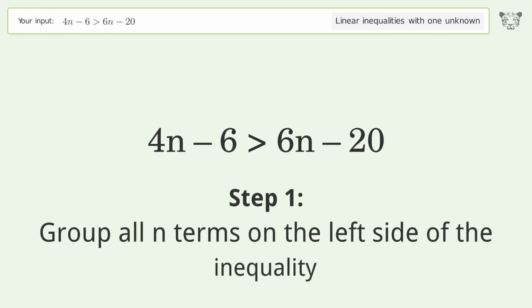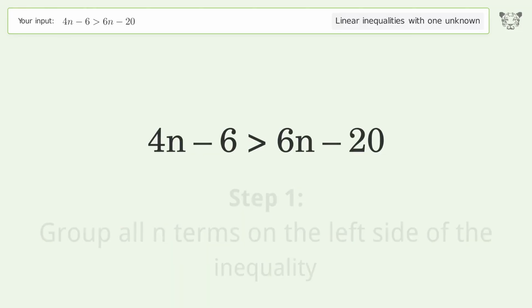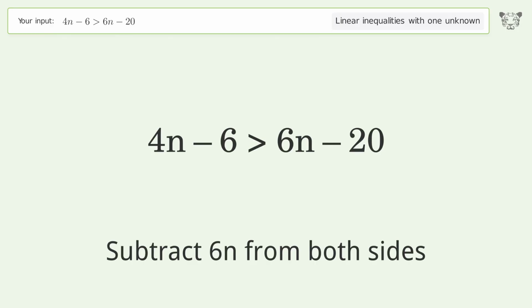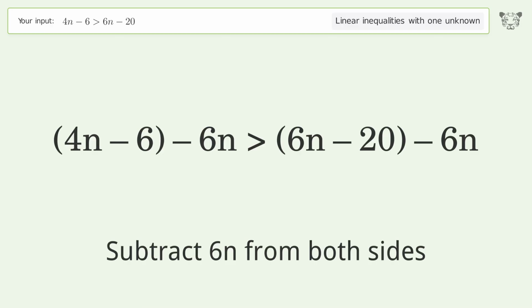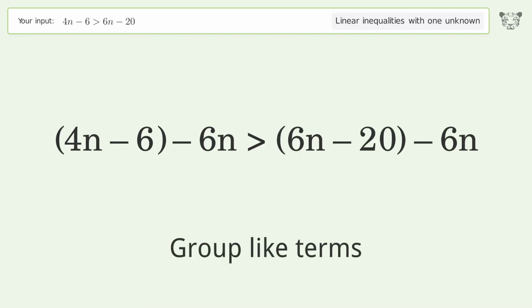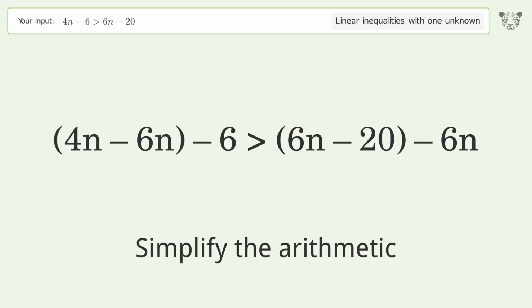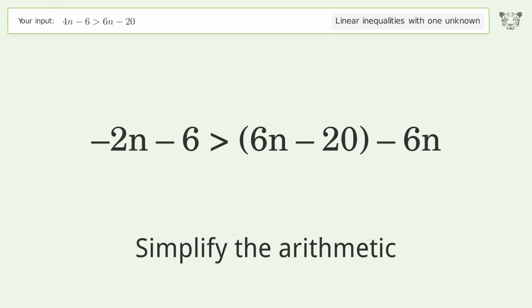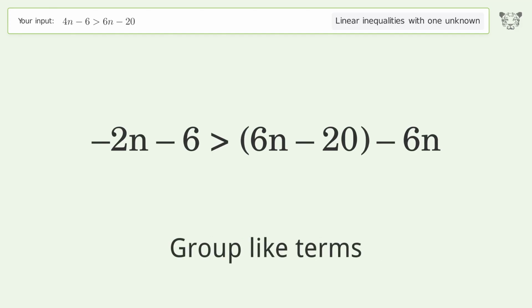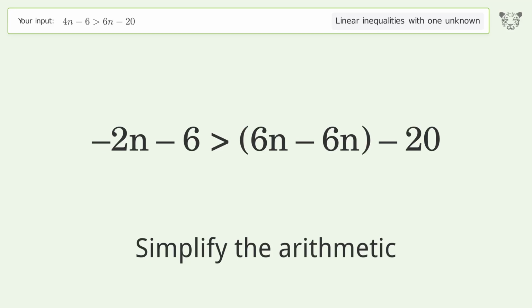Group all n terms on the left side of the inequality. Subtract 6n from both sides. Group like terms. Simplify the arithmetic. Group like terms. Simplify the arithmetic.